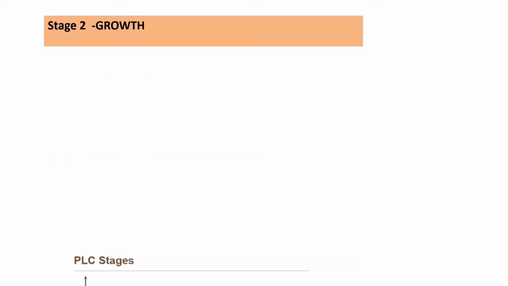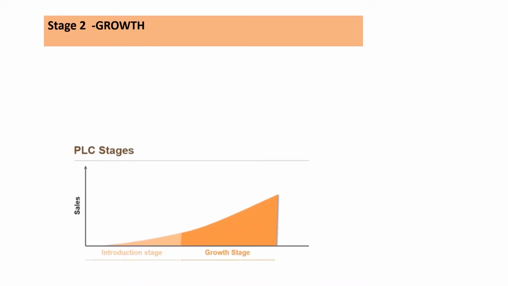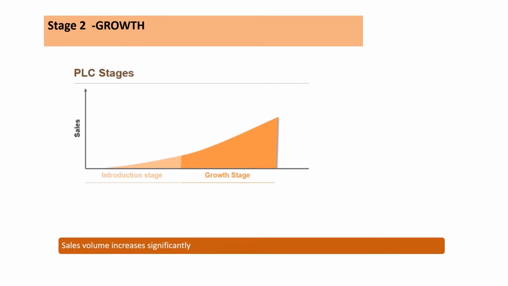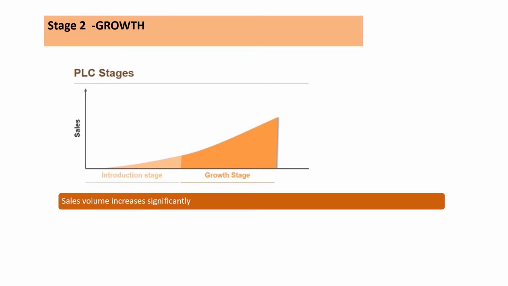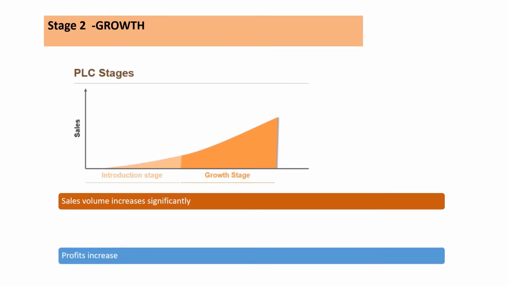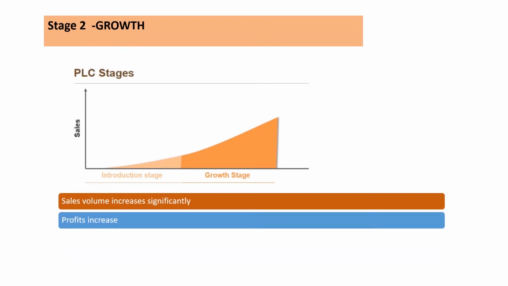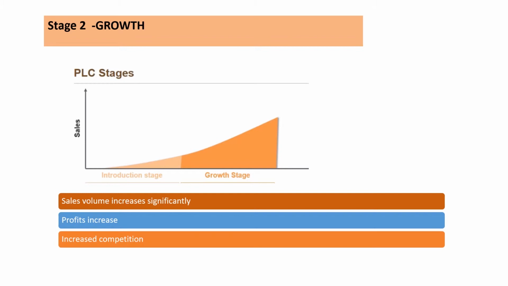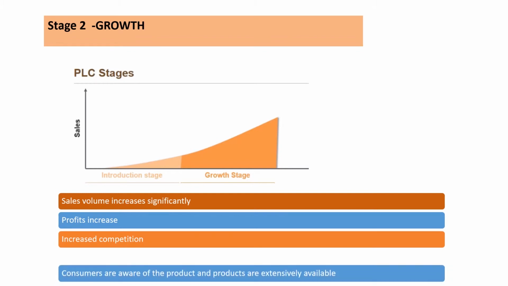The second stage, growth. After the introduction of a product in the market, the consumers get awareness and knowledge about the product as a result of the intense promotional measures adopted by the firm. The features of the growth stage are: sales volume increases, profits increase, increased competition, consumers are aware of the product and products are extensively available.